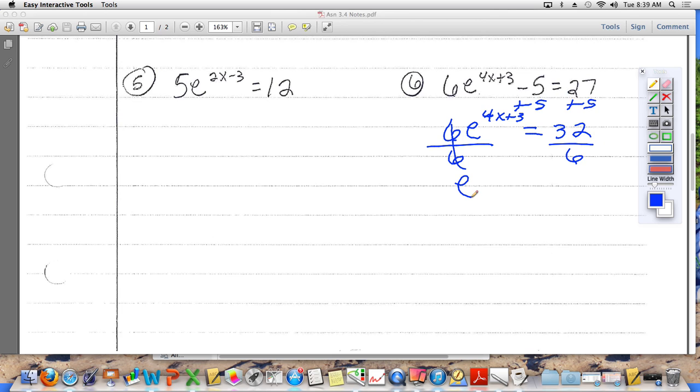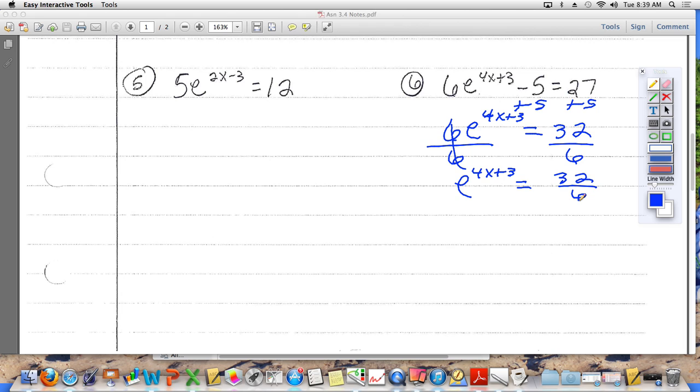So we have e to the power of 4x plus 3 is equal to 32 over 6. You can leave it like that. In fact, I think I will, for the sake of this conversation. We're not going to reduce. We don't have to reduce. The calculator will still find the right answer for us.